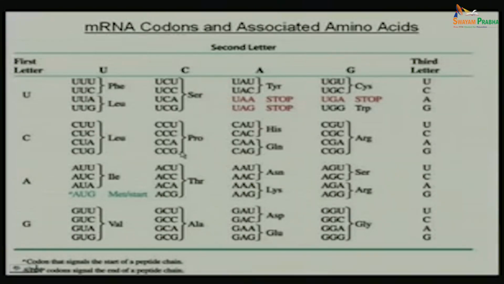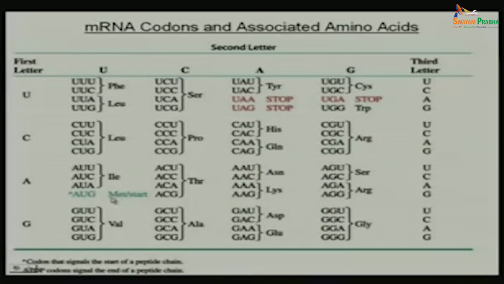But there are some exceptions. AUG is the start codon, which codes for methionine, and UAA, UAG, UGA are called the stop codons, and the only codon which codes for tryptophan is UGG. These are the exceptions of the genetic code.